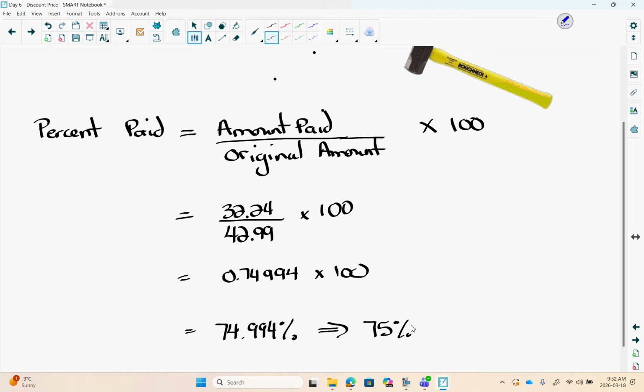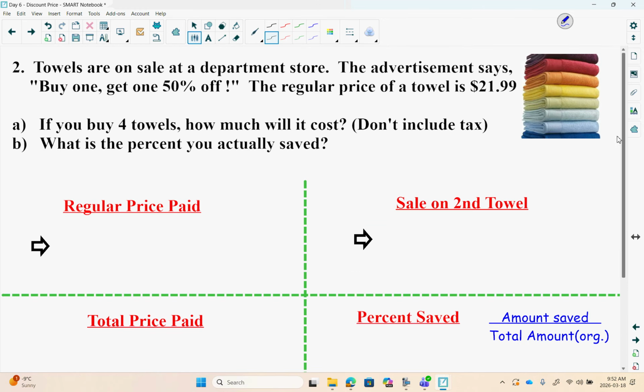Next question, we're talking about towels. Shopping for towels. Big day. Okay, we're going to switch over. Here's the deal. Towels are on sale at a department store. The advertisement says, buy one, get one, 50% off. The regular price of a towel is $21.99. If you buy 4 towels, how much will it cost? It says don't include tax. So we're just focusing on the discount in this portion. It says what is the percent you actually save?